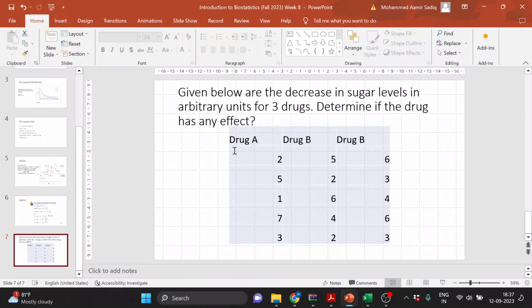So ANOVA can be done for two groups or minimum three groups, sir? Three or more, or even two you can do an ANOVA. So t-test is a special case of ANOVA. Okay.